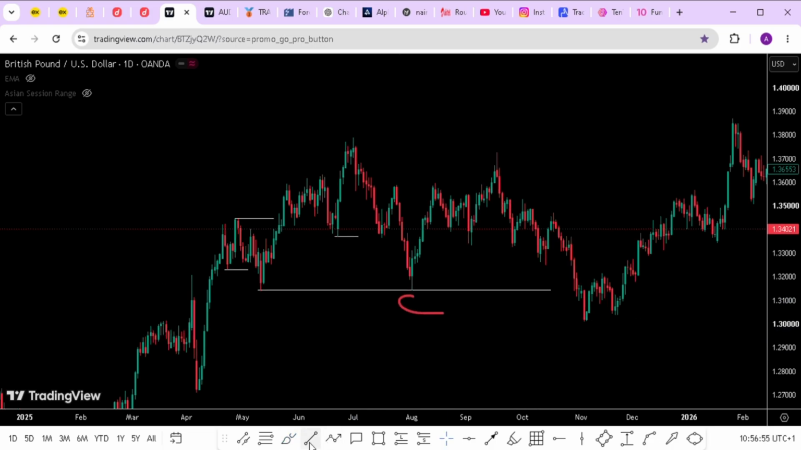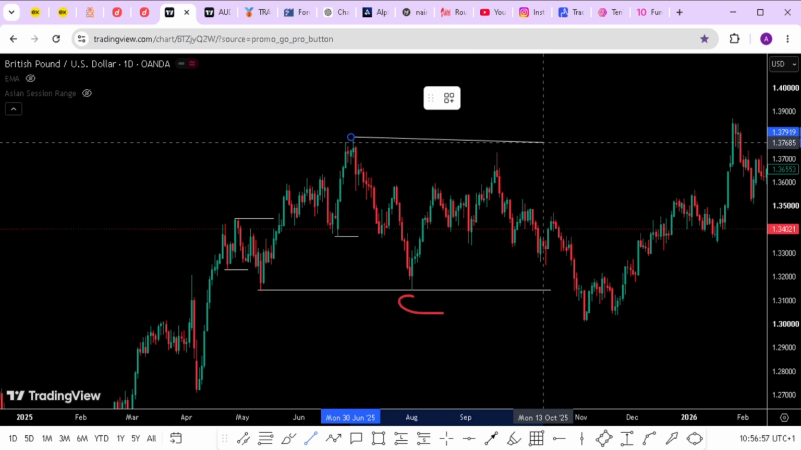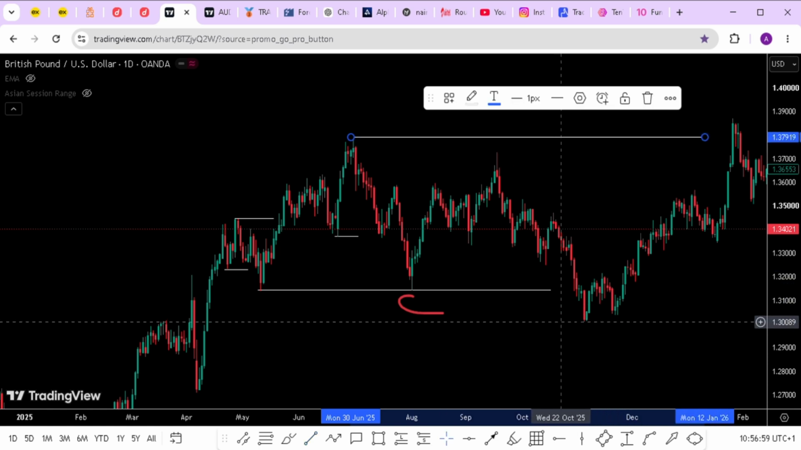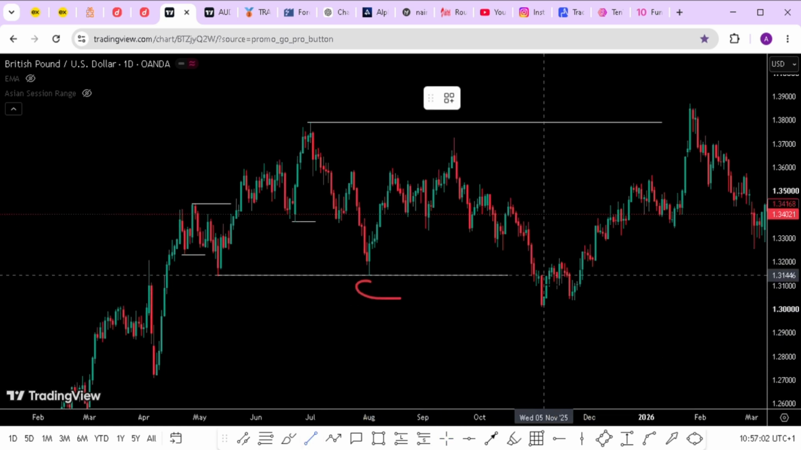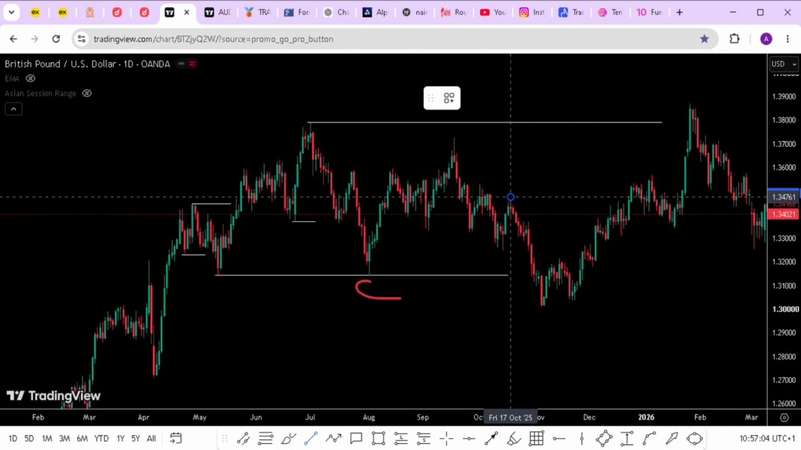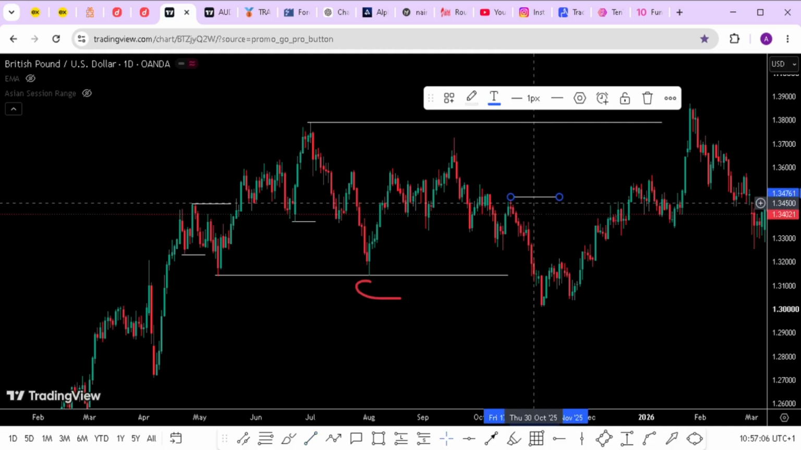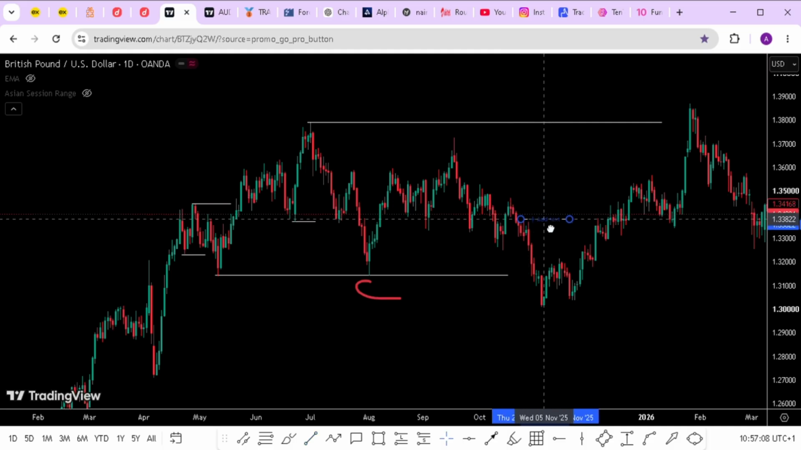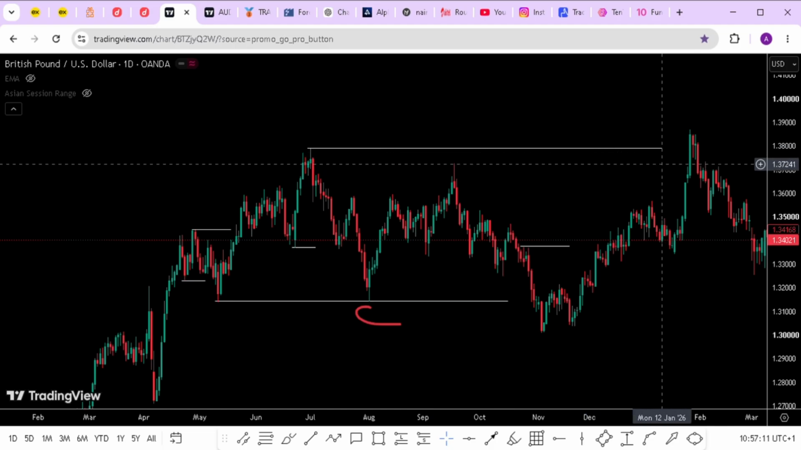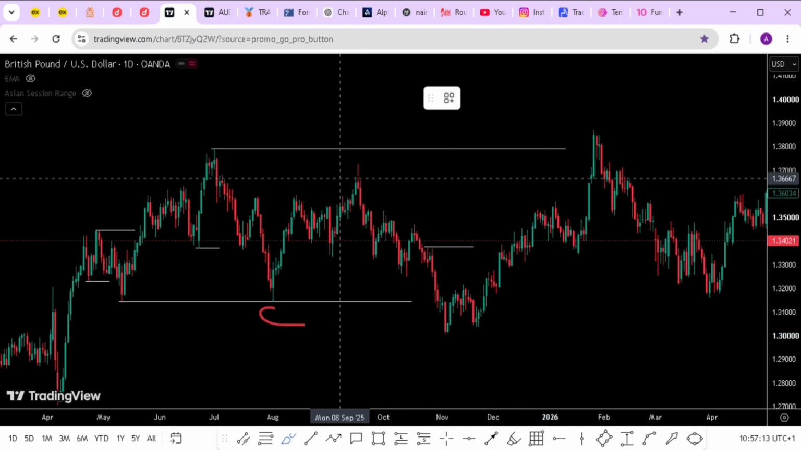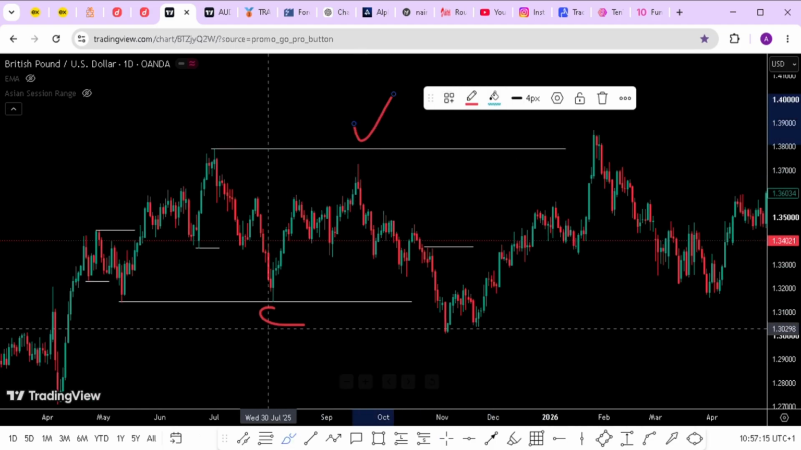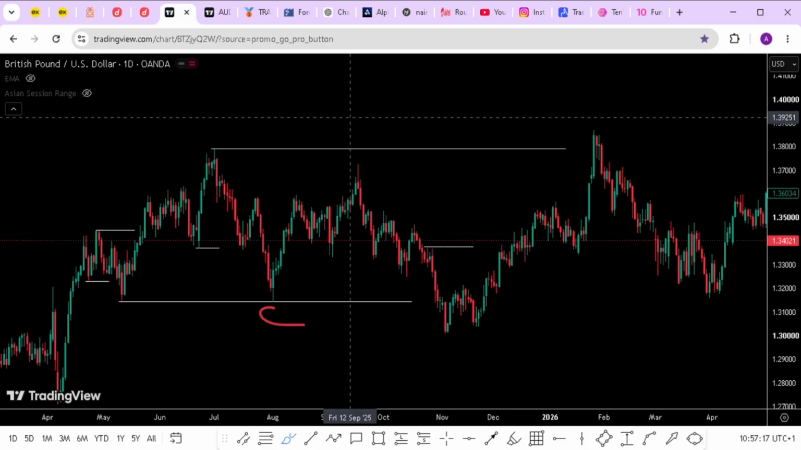Change of character here. We're expecting this high to be protected. But you can see after change of character, what are we going to look out for? Look for your inducement, which is this, the major inducement. This is the minor one, but we can use any of it. And you can see the market broke above here. So it's not a problem for us to have a change of character and also have another change of character.